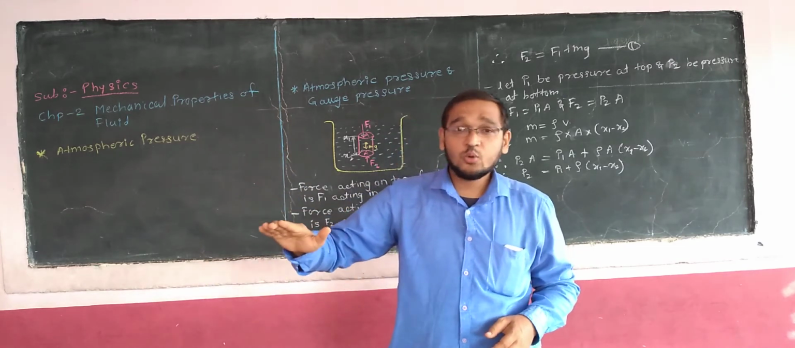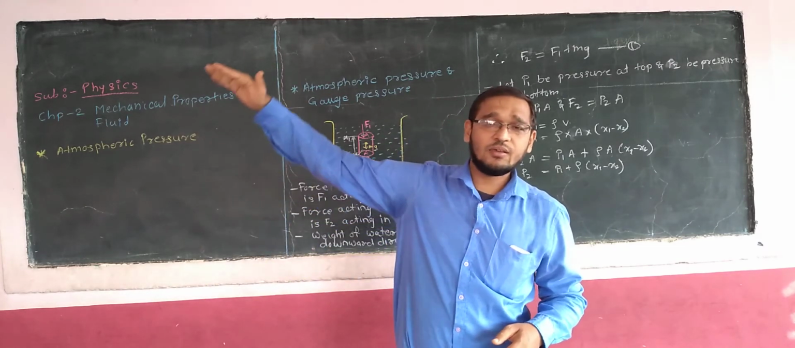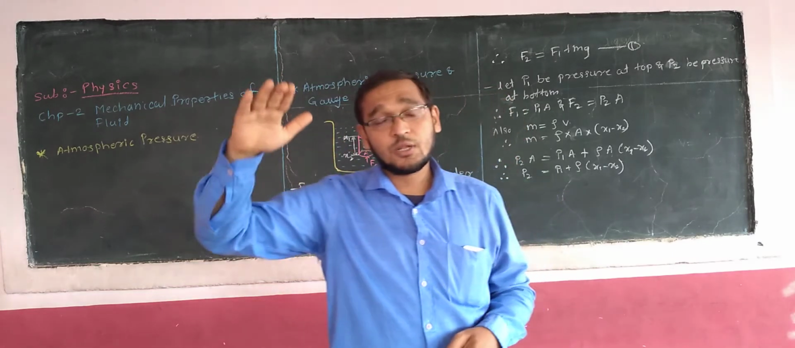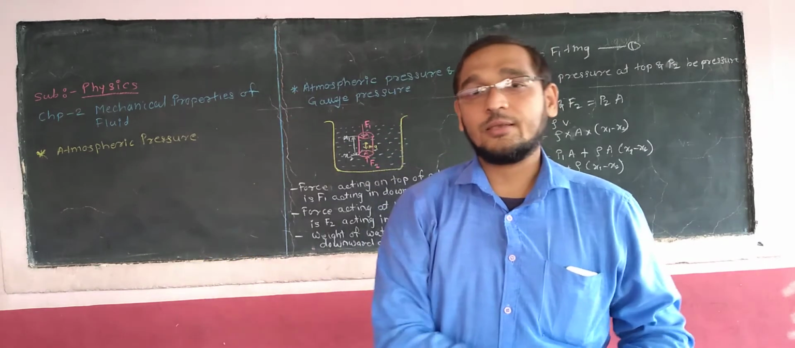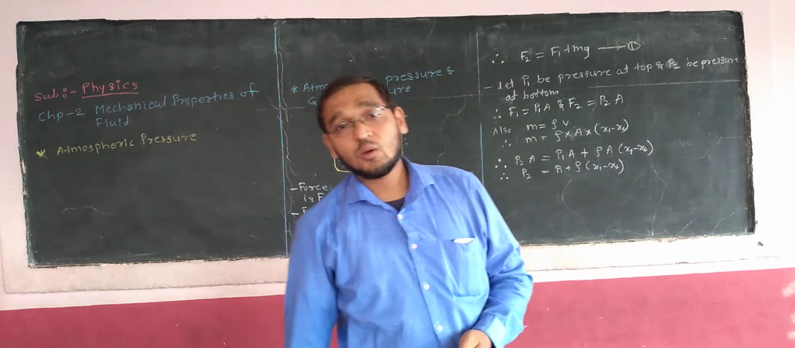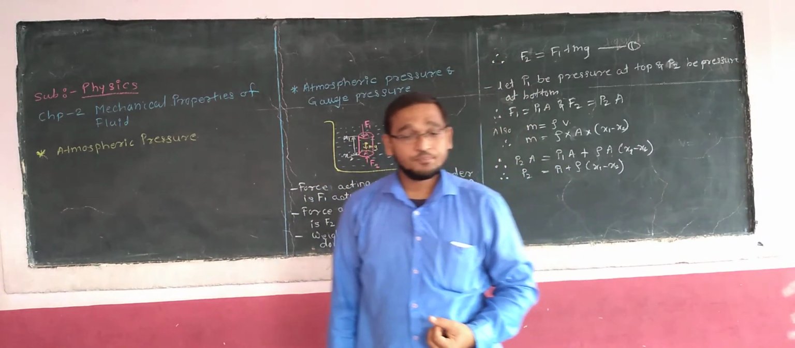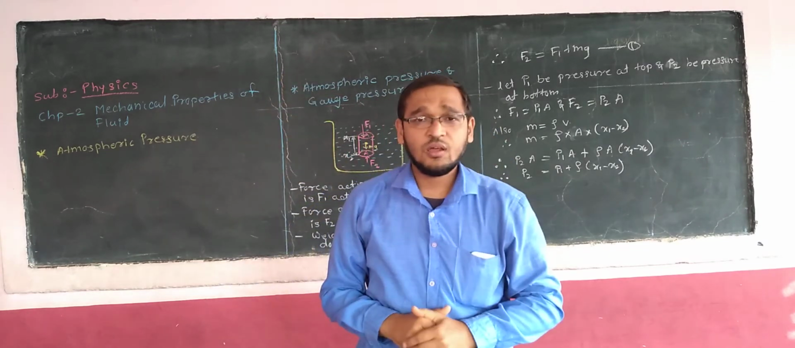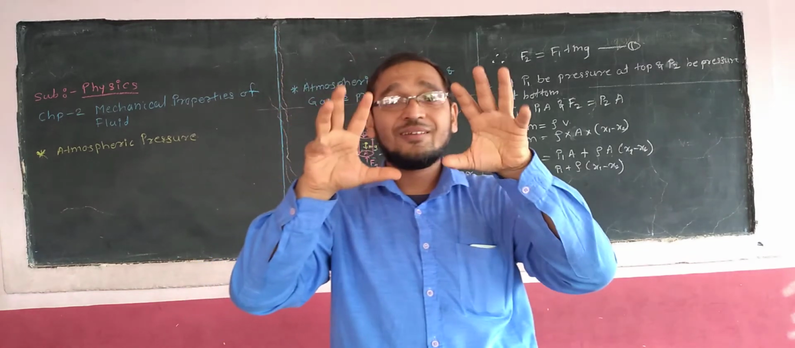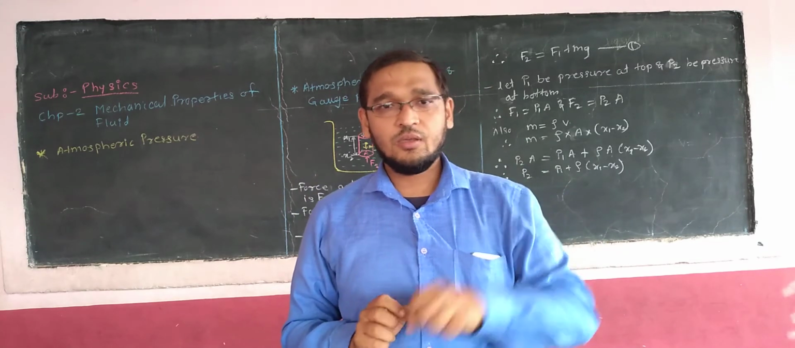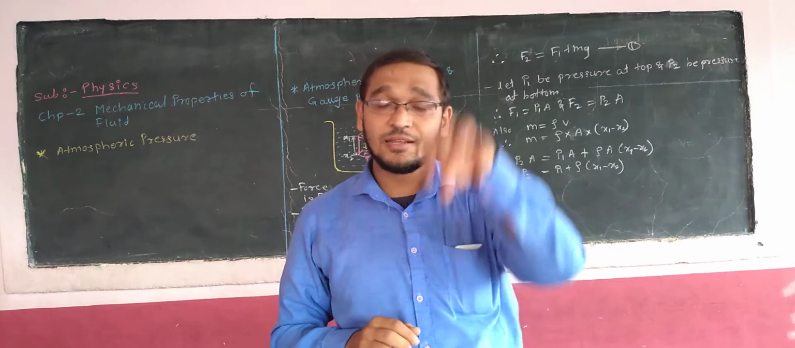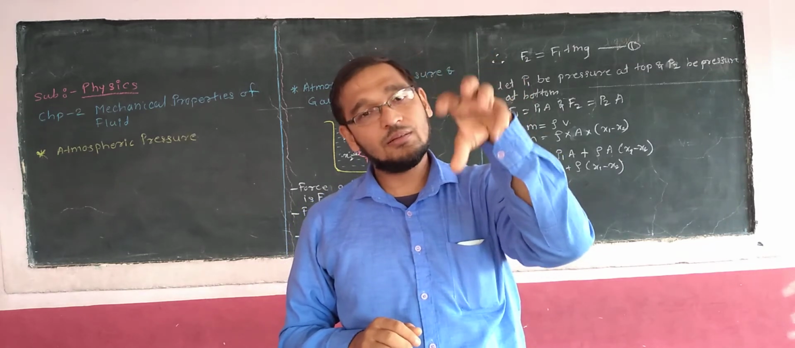And as you go away from the sea level to a higher level, the atmospheric pressure goes on decreasing. Why? Because as we go higher and higher, the density of the air decreases, and so the weight decreases. As a result, the pressure exerted by it decreases.